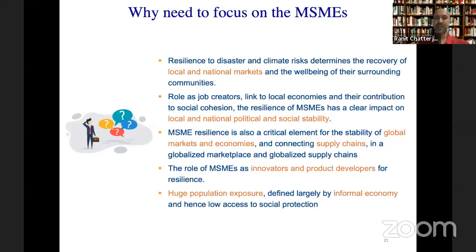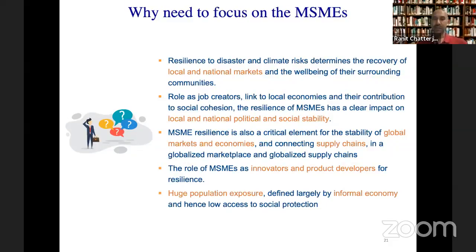So local action and local stability through the MSMEs is very important. The MSMEs' resilience is also a critical element for the stability of the global market, because most of these big companies take their supplies from the small ones. For example, a big company like Toyota would get its very small spare parts from MSMEs, and there are certain components which might be outsourced from a particular small company. In case that gets affected, the whole supply chain breaks. So to ensure that their own supply chain works, the large company has to make sure the small companies also keep running in case of any disaster.